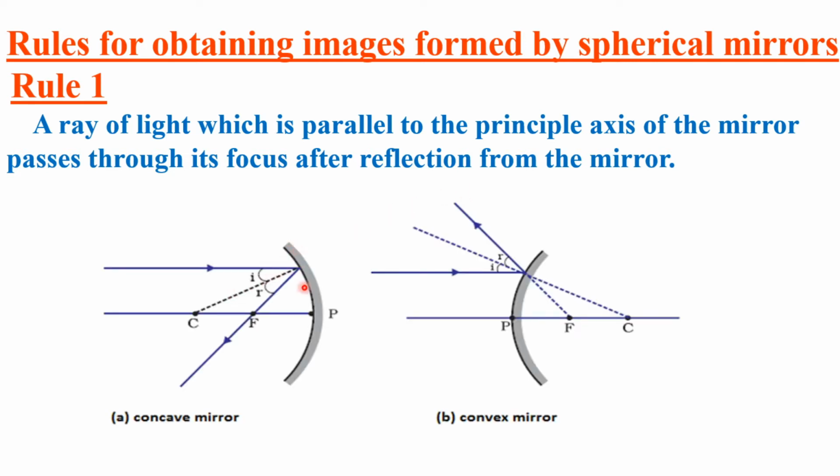These are the spherical mirrors: this one is the concave mirror, and this is the convex mirror. Pole is the center of the mirror, then focus, then center of curvature. A ray of light parallel to the principal axis will, after reflection, pass through the focus, and here the ray of light parallel to the principal axis will diverge and appear as if coming from the focus.